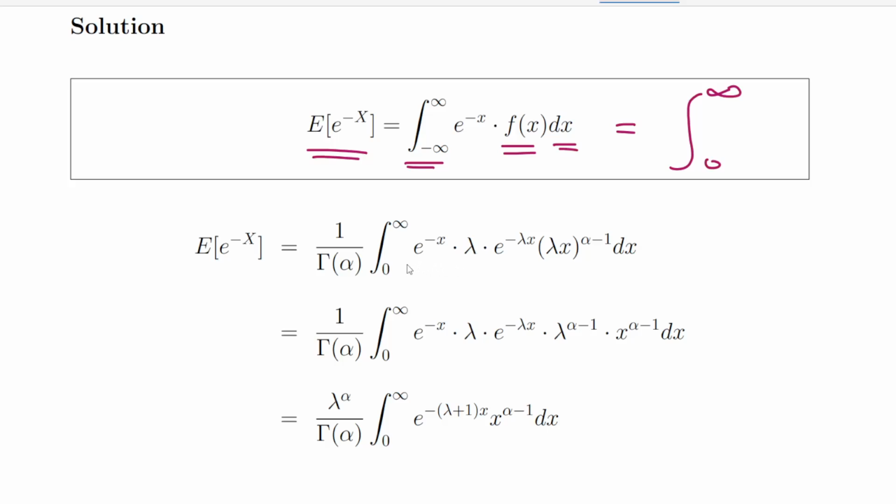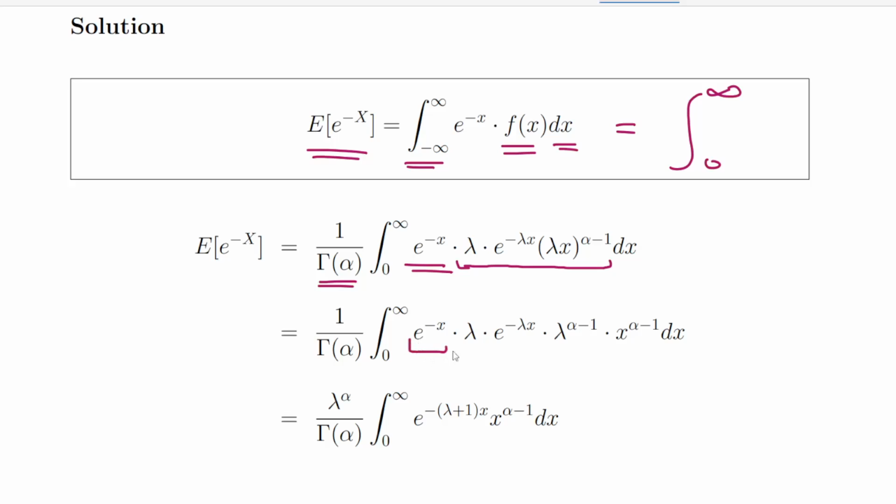Okay, so here we have e to the minus x, and what I'm going to do is bring the first component of the probability density function, which is a constant in x, 1 over the gamma function of alpha, outside the integral and treat it as a constant. So the rest of the probability density function is here: lambda times e to the minus lambda x times lambda x to the power of alpha minus 1 dx. Now just bear with me a second. What I'm going to do is gather some more stuff up here and re-express what we have there.